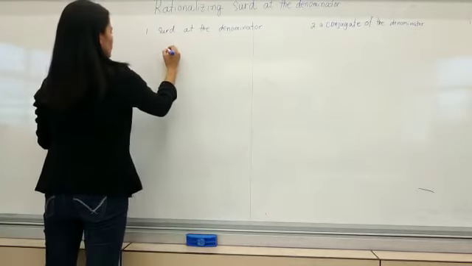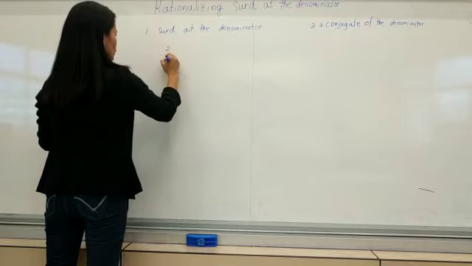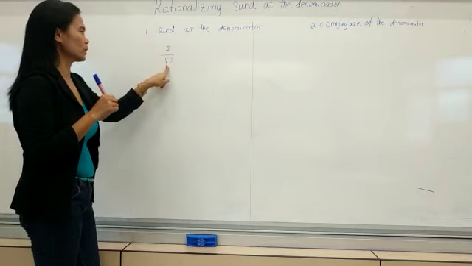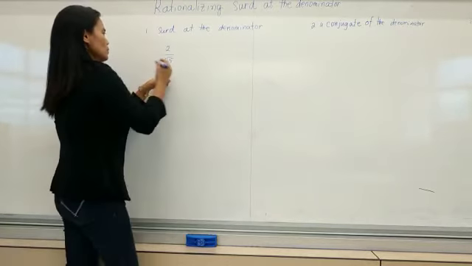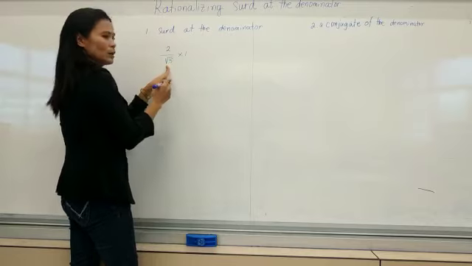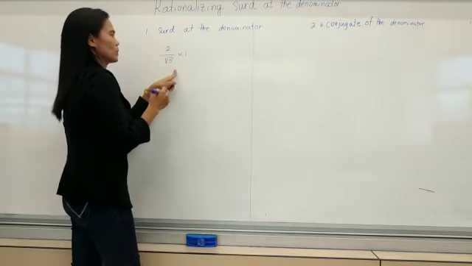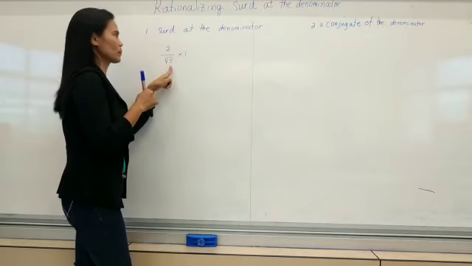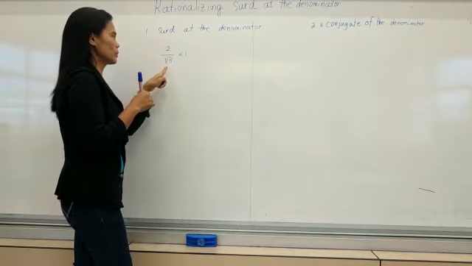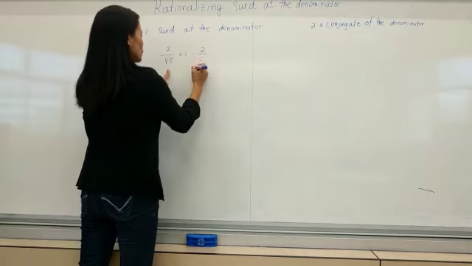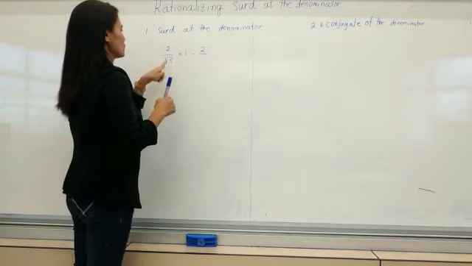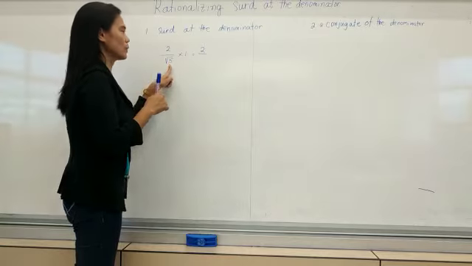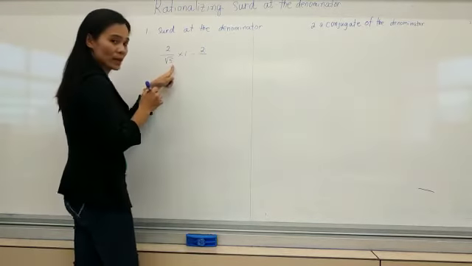Example number one, we have, say, 2 over square root of 5. There is a surd at the denominator, so we are going to rationalize this one. What we're trying to do is avoid the root or the irrational number at the denominator. We do this by multiplying by the same irrational number at the denominator divided by the same.